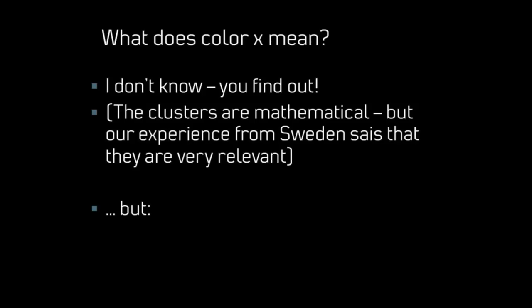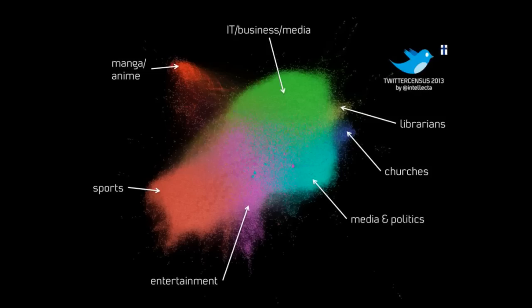What do the colors mean? Well, really, I don't know. You have to find out. They are relevant, and actually I do have some clue, but someone else has to look into the graph and dig deeper and find out the more small differences in different parts of the graph. But it seems to be something like this.